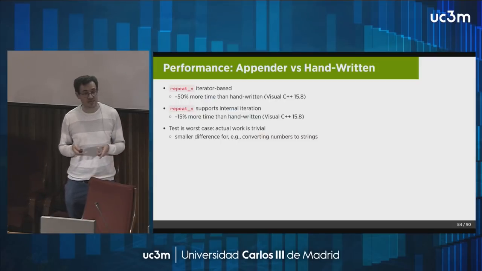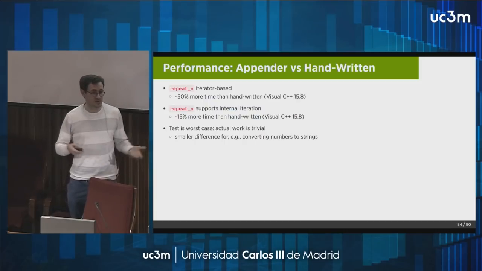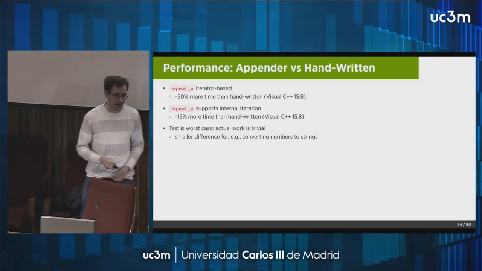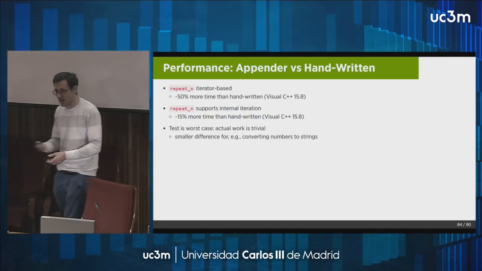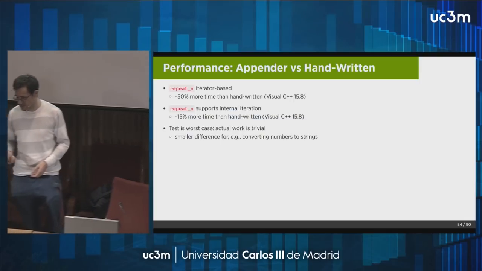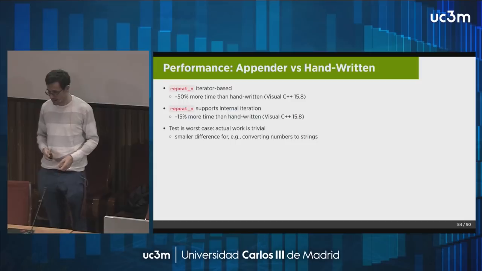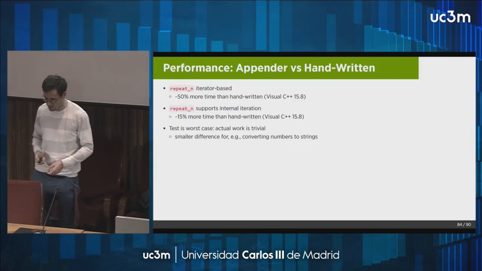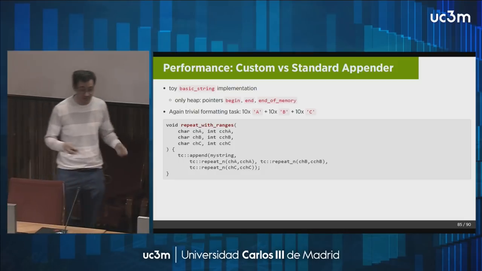And this test is the worst case, because the formatting work that's done is very trivial. You don't do any work. If you spend computation time in your actual formatter figuring out which characters to output for integers, for example, the number's going to come out better. So we are pretty good, 15% away from the best possible code. Let's see whether we can get even better.